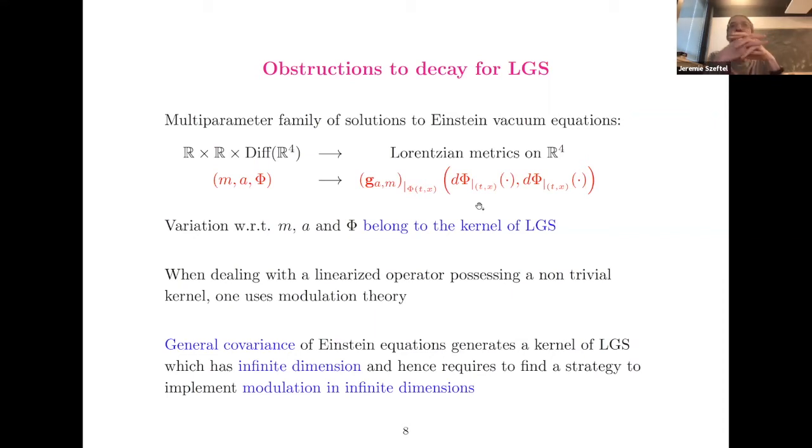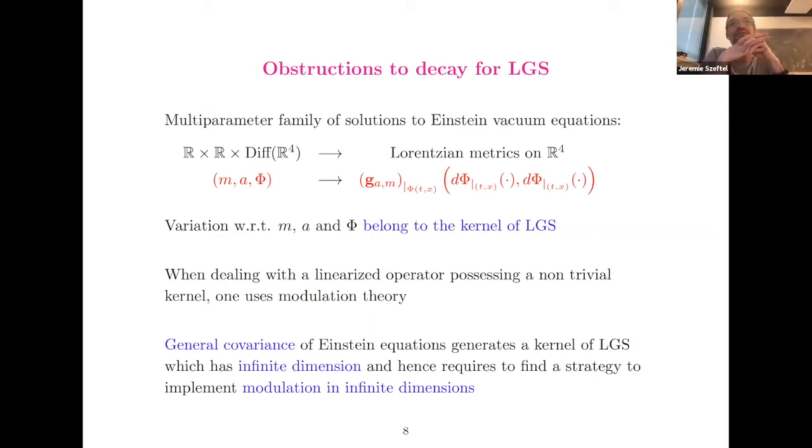Now, because you have a multi-parameter family of solutions, if I take variation with respect to the parameters M, a, and the diffeomorphism phi, I will find that all these solutions of the nonlinear problem, once I take the variation, belong to the kernel of the linearized problem. It's automatic as long as it depends smoothly, so I can differentiate with respect to the parameters and I get a solution of the linearized problem. This is of course a well-known problem.